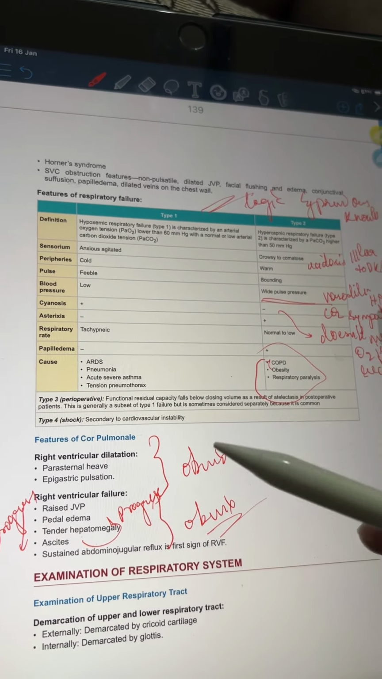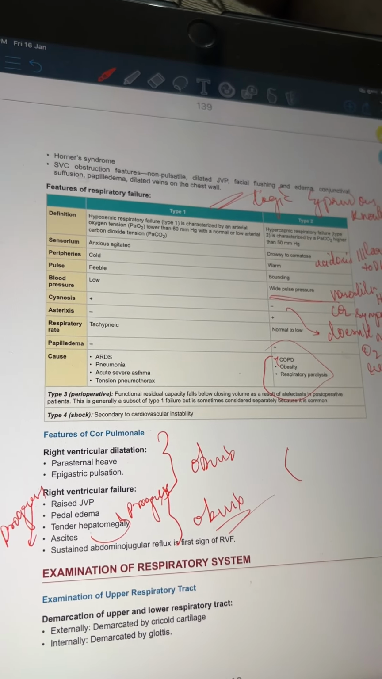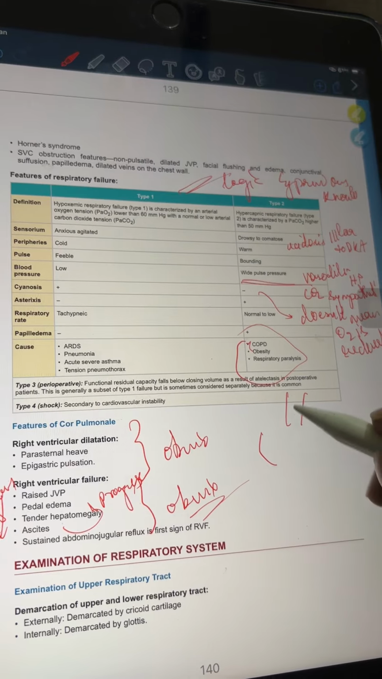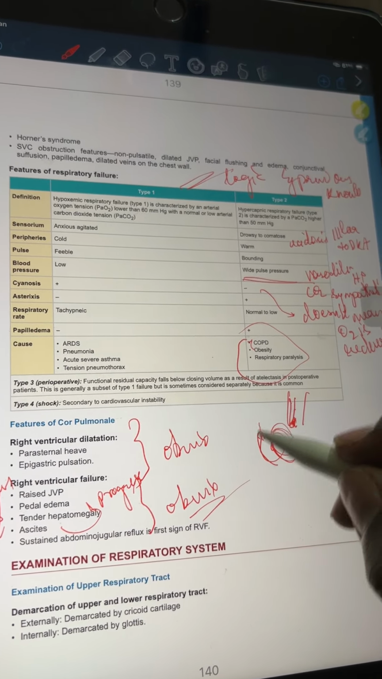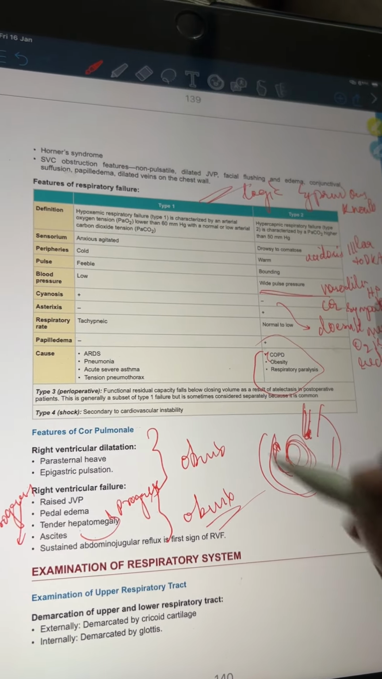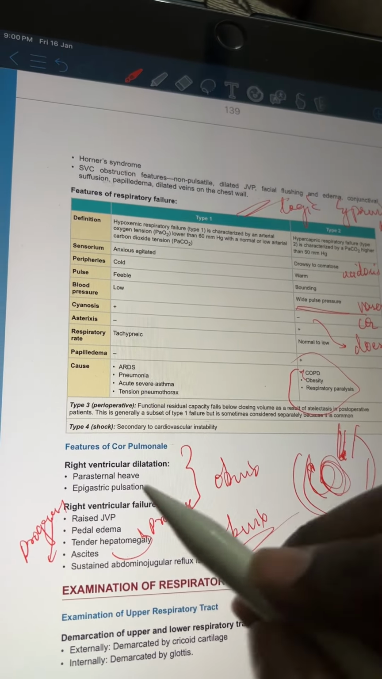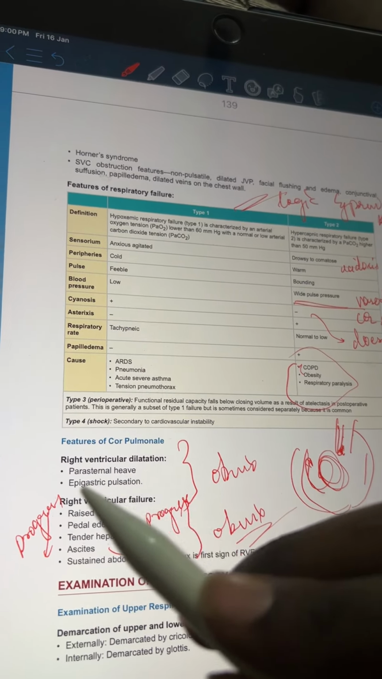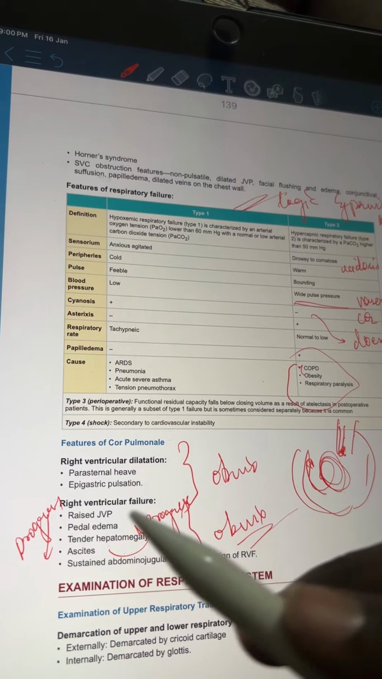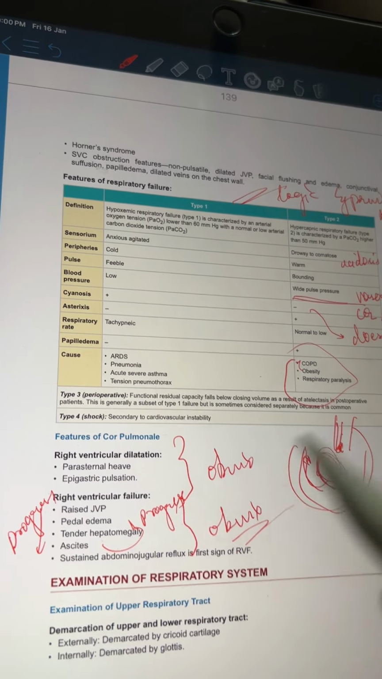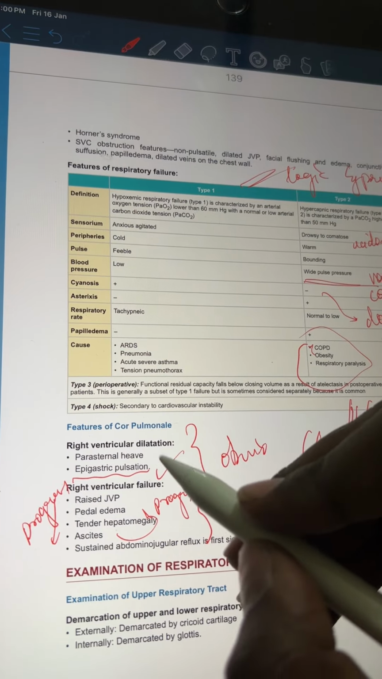Coming to the features of cor pulmonale, obviously I told you this is right ventricular failure secondary to whatever lung disease is there. So pulmonary hypertension is happening, so blood is accumulating here. What will happen? It will dilate, so right ventricular dilatation happens. That's why there is a parasternal heave. You should know, this is very basic cardiology: parasternal heave is mainly due to right ventricular or left atrial pathology, RV or LA, mostly RV only. This pathology will also give rise to epigastric pulsation. This is mainly cardiology integration.